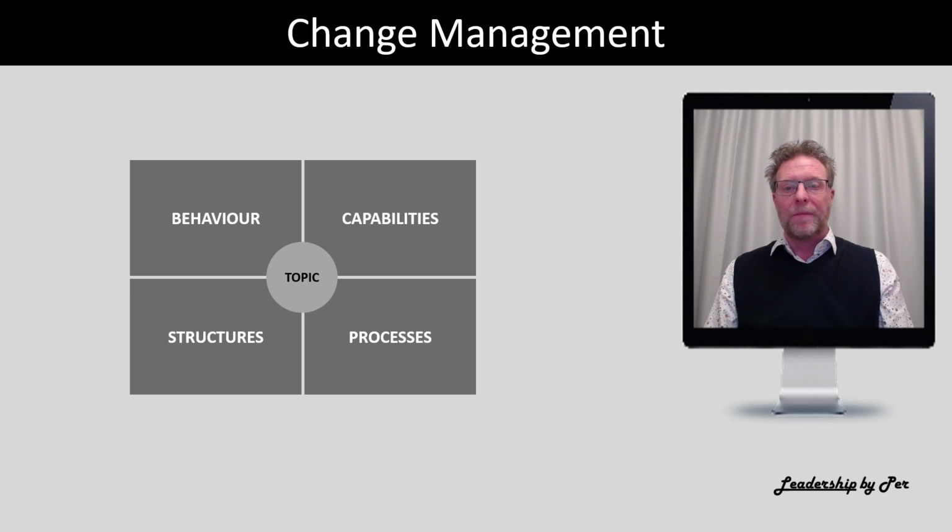The fourth area is processes. This refers to how work gets done in practice. The processes, the way of working, the tools, and the habits. These are the routines that drive consistency and efficiency in everyday operations. Improving processes often creates immediate impact. And finally, at the center is the topic we are analyzing. To create sustainable results, we need to take all four dimensions into account rather than optimizing just one in isolation.